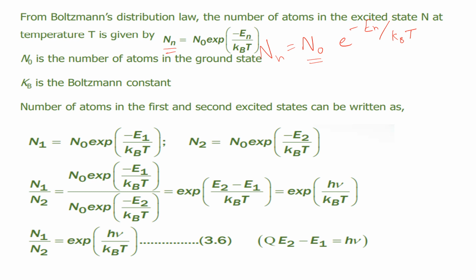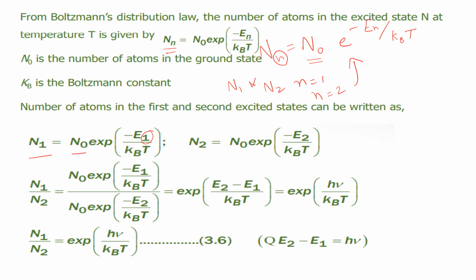Now, since we need N1 and N2, this n is replaced by 1. That is, when n is equal to 1, the above equation becomes N1 equals N0 e power minus E1 by kBT. And then when n is equal to 2, we get N2 is equal to N0 e power minus E2 by kBT. That is, we are going to substitute n is equal to 1 and n is equal to 2 in this equation. Then we have N1 and N2.